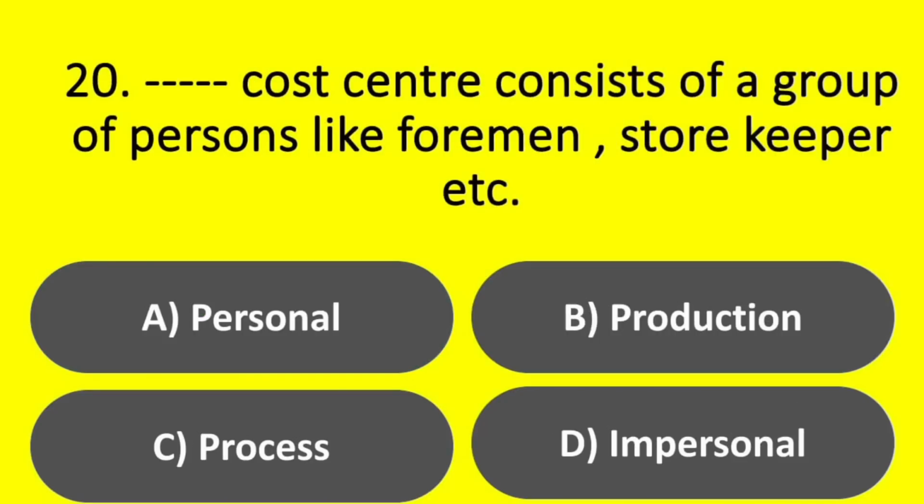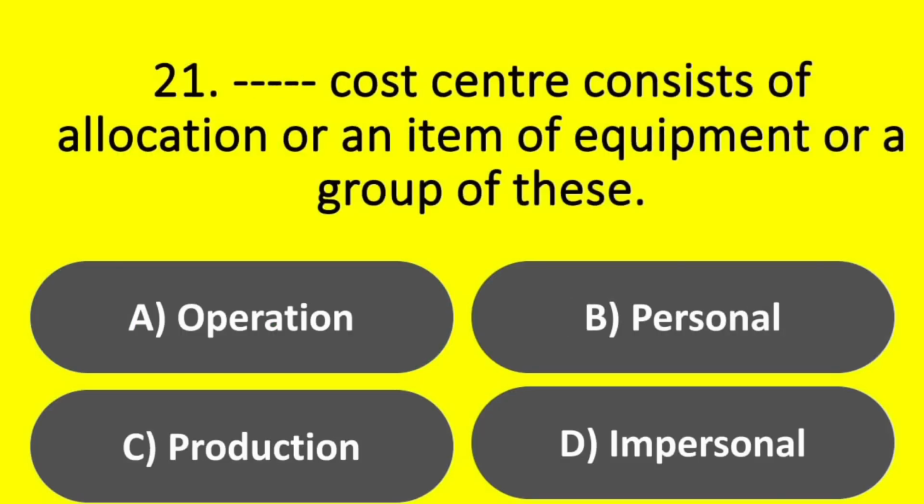Question. Dash cost center consists of a group of persons like foreman, storekeeper, etc. Option A, Personnel; option B, Production; option C, Process; option D, Impersonal. Answer: option A, Personnel. Dash cost center consists of a location or an item of equipment or a group of these. Option A, Operation; option B, Personnel; option C, Production; option D, Impersonal. Answer: option D, Impersonal.